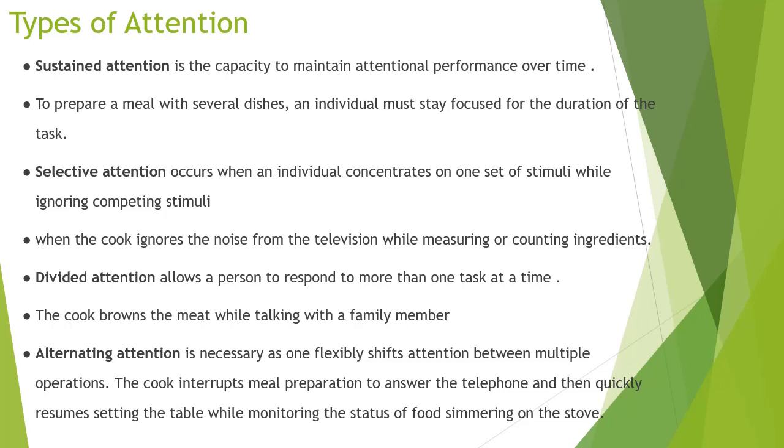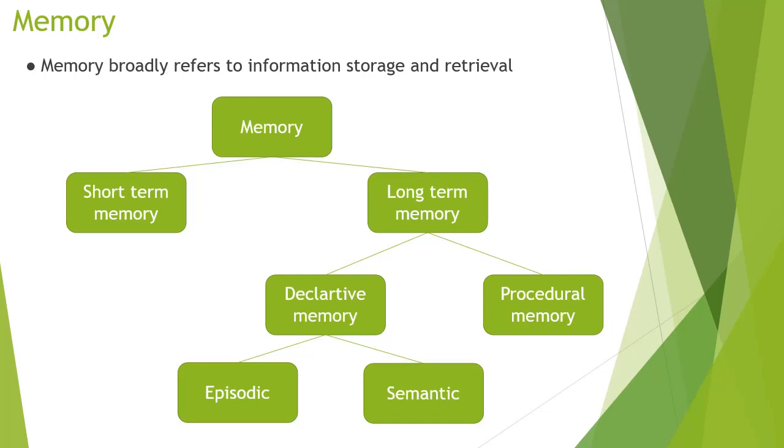The next is alternating attention. Alternating attention is shifting attention between multiple operations, multiple tasks. Like whenever they are preparing a meal, at that time they will answer the telephone. That is alternating attention. Next, coming to memory.